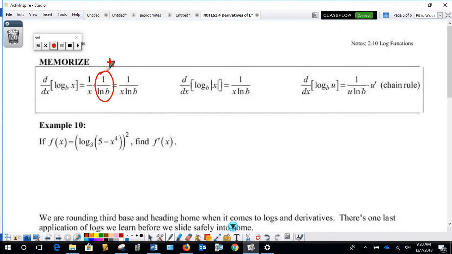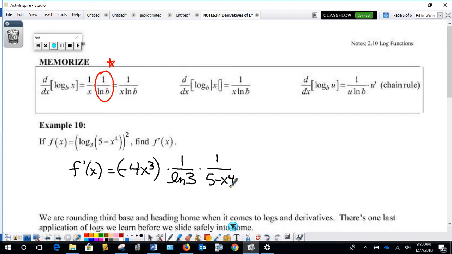So for example, here in example 10, I want to take the derivative. So I go, all right, start on the inside. What is the innermost function? 5 minus x to the fourth. What is the derivative of that innermost function? Negative 4x cubed. Okay? Now I work my way out. The next function is a log base 3. And I go, okay, I had to change the base. So my constant is going to be 1 over the natural log of 3. And then the derivative of the log, don't go yet, is 1 over the stuff.